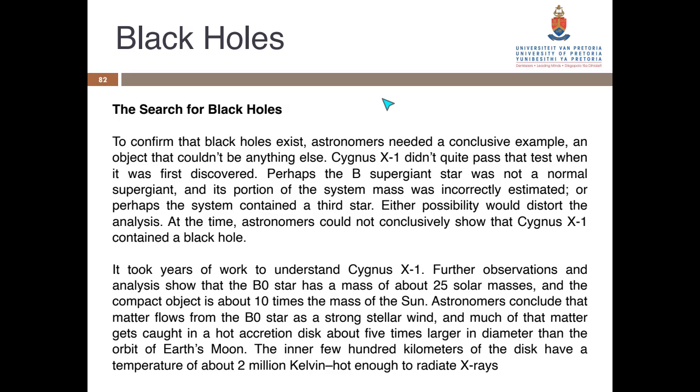Further observations and analysis show that the B0 star has a mass of about 25 solar masses, and the compact object is about 10 times the mass of the Sun. Astronomers conclude that matter flows from the B0 star as a long stellar wind, and much of that matter gets caught in a hot accretion disk about 5 times larger in diameter than the orbit of Earth's moon. And the interior, in the inner few hundred kilometers of the disk, has a temperature of about 2 million Kelvin, hot enough to radiate X-rays.